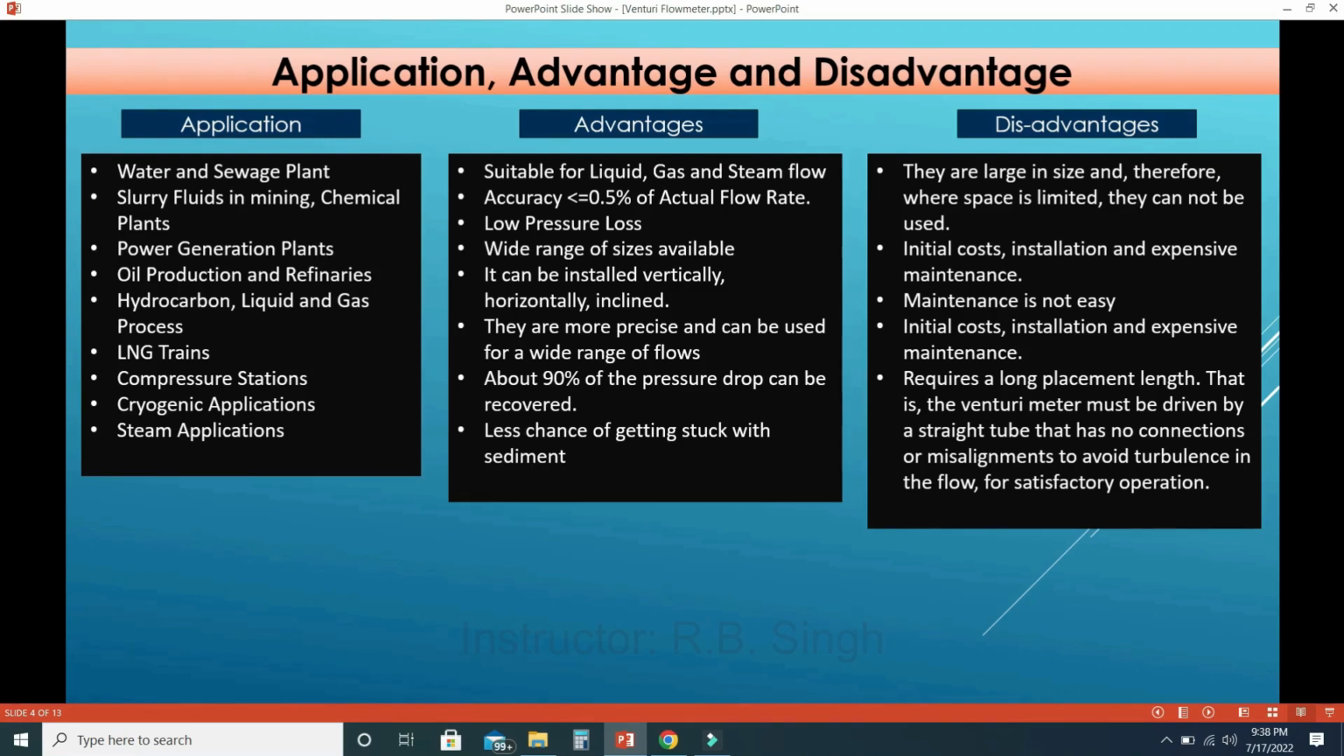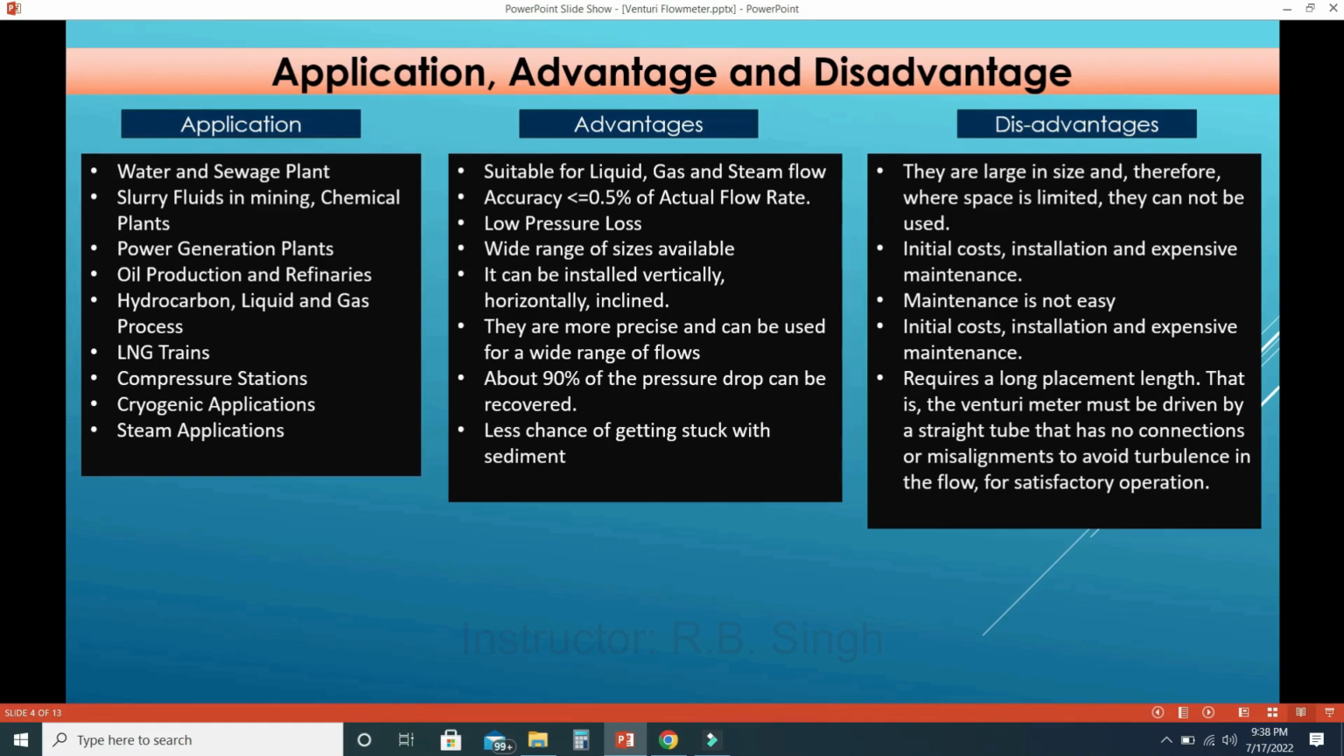Due to the high weight, we have to pick it up with some equipment, and we can lay it down on the pipe, so we have to provide some support also. So initial cost and installation can be expensive.